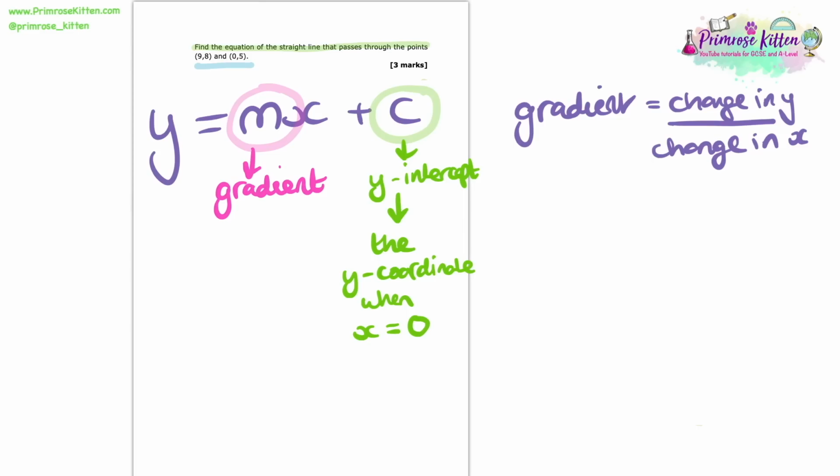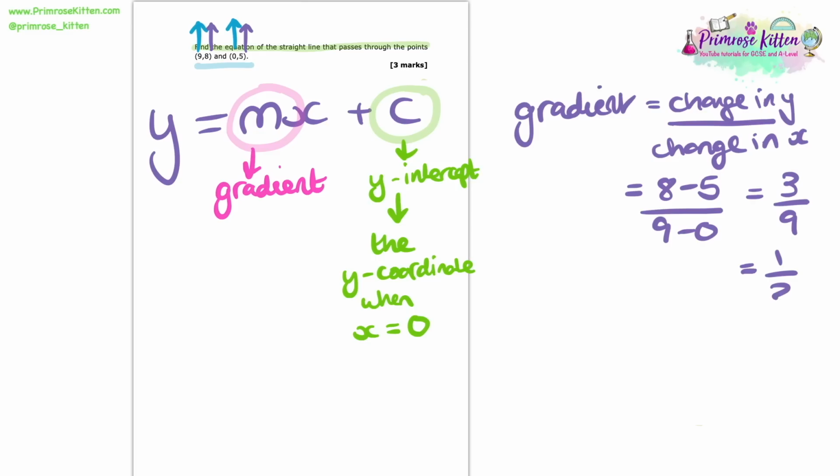Let's look at the y-coordinates that we have here. So we've got 8 and 5. So the change in the y-coordinates will be 8 minus 5. Now let's next look at the x-coordinates. We've got 9 and 0. So the change in the x-coordinates will be 9 minus 0. This ends up giving us 3 over 9, which will simplify to be 1 over 3. So we've got our gradient now. Brilliant. We know what m is going to be in this equation of a straight line.